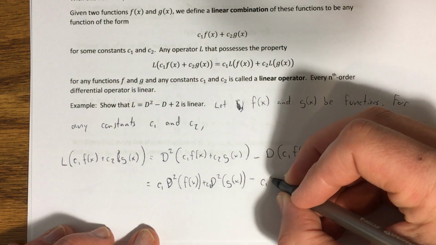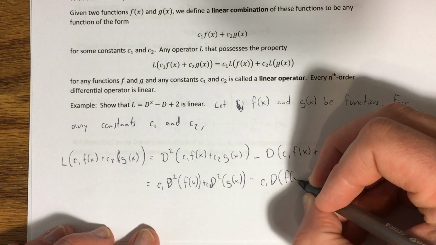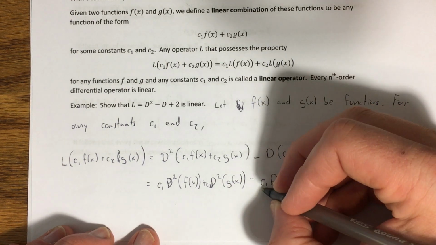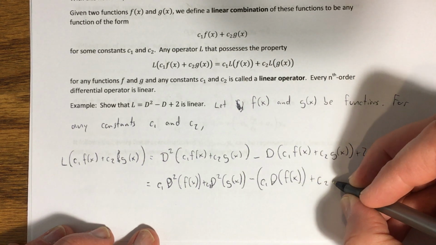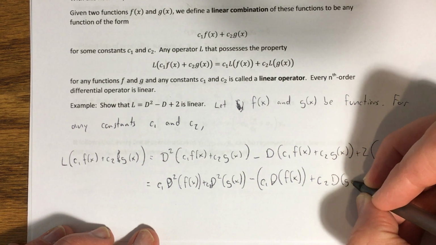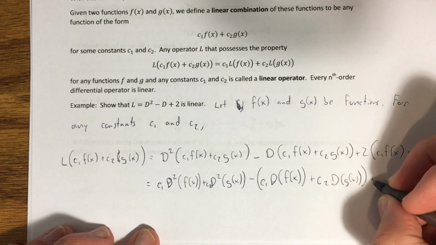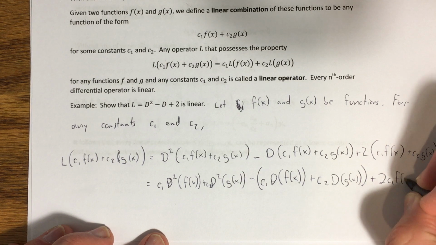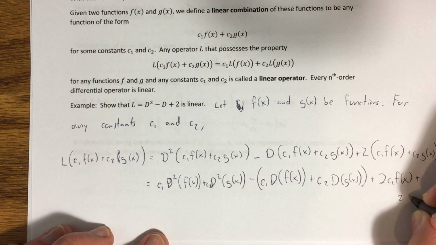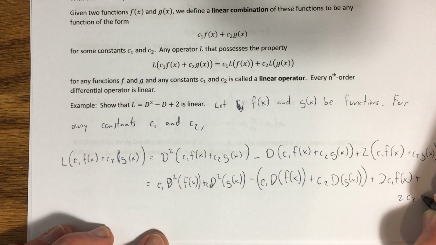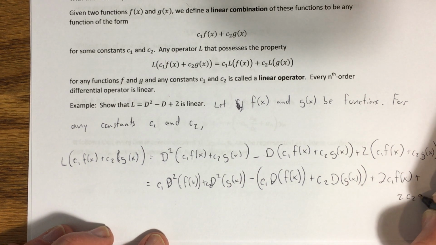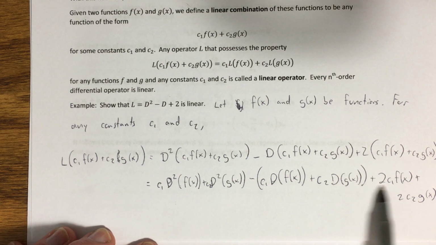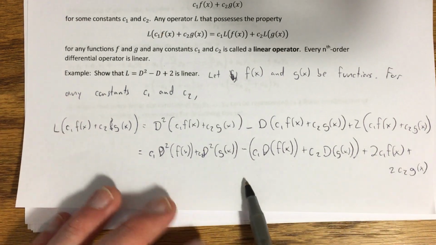Minus c1 d of f of x plus, I have to subtract because this is all in parentheses, plus c2 d of g of x, plus 2c1 f of x plus 2c2 g of x. Okay? Distributed the 2 in there. I'm running out of space, which is why things are getting a little bit cramped.